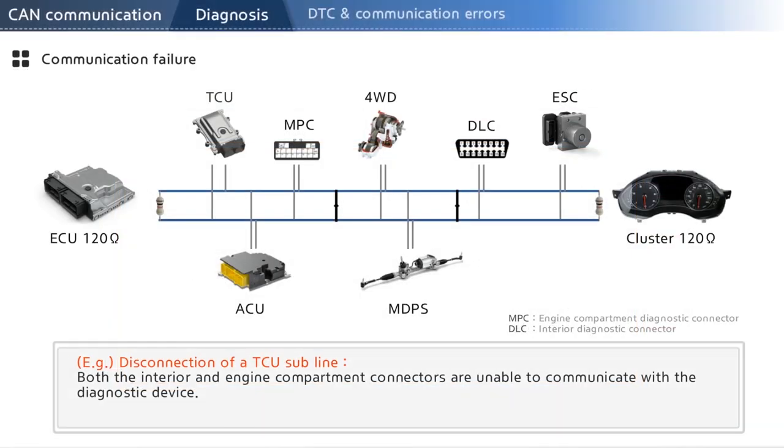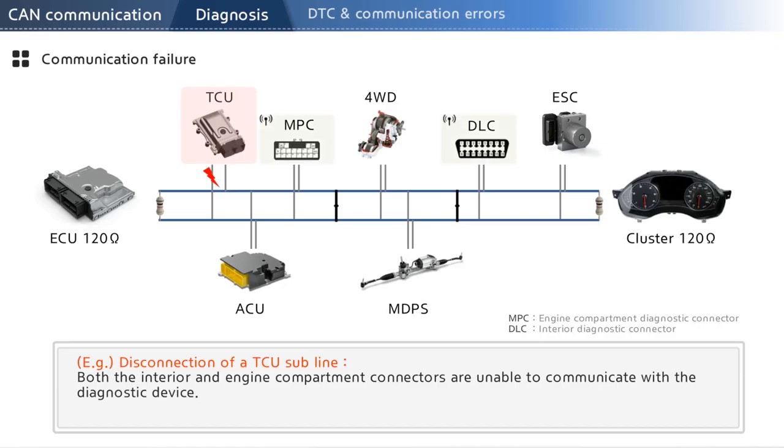Among the several causes for communication errors, let's look at the main and subline problems in the CAN bus. If the main line of the TCU has a problem, it won't be able to communicate while other controllers can. Inspecting the entire CAN line with all the wiring is difficult, but there is a trick.